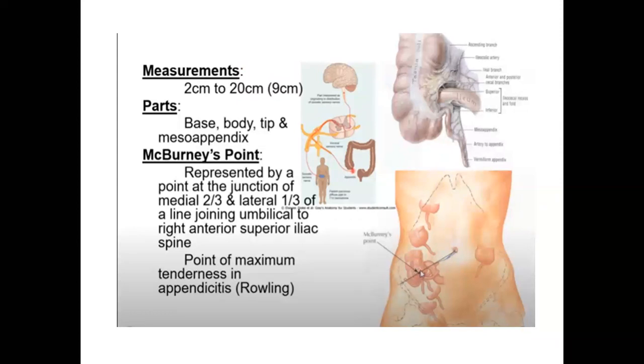You can see here very clearly, as Seher told us, that this is the point which is 2/3 from the umbilicus and 1/3 from the anterior superior iliac spine. This point is McBurney's point. Whenever there is appendicitis, it is the point where you can feel the maximum tenderness. And this sign is also called Rowsing sign.